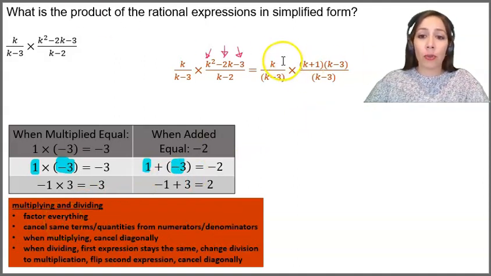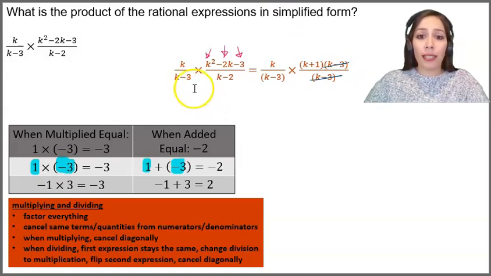If I look at this first one, k over k minus 3, there's nothing that I can cancel out between the two. There's nothing they have in common. But on this one over here, the top has a quantity of k minus 3, and the bottom has a quantity of k minus 3. So I can go ahead and cancel out k minus 3 on both of these.